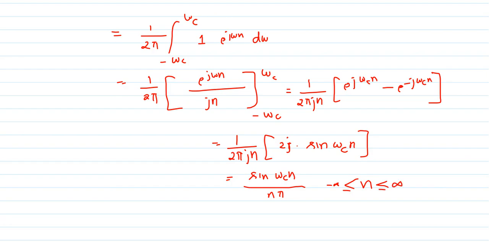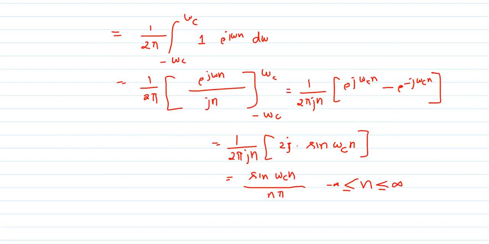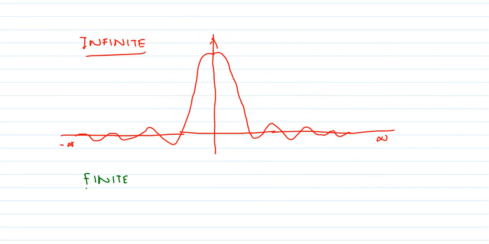Now if you take the inverse and draw this curve, it actually looks like this. It will have a central lobe, and my signal goes like this from minus infinity to plus infinity. This is an infinite signal. We clearly know this is an infinite signal, but what we want to design is a finite impulse response. What we have got is an infinite impulse response. How can we make this a finite impulse response?